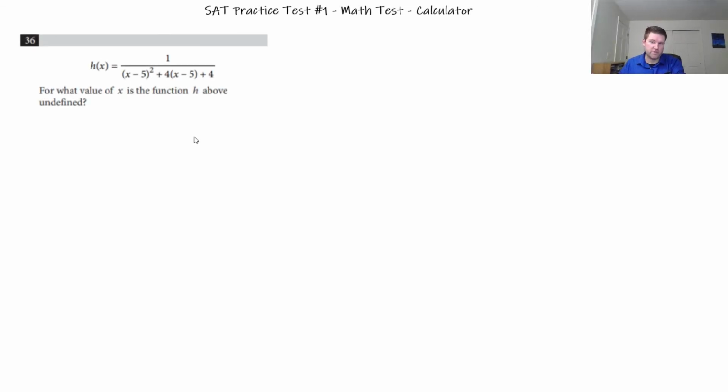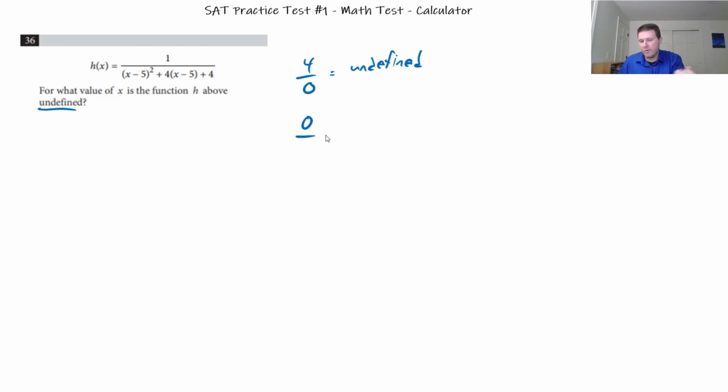36 is kind of a good exercise in foiling and factoring and also just remembering what undefined means, right? So they're asking what value of x makes the function h undefined. Undefined is when you divide by 0. Remember, dividing by 0 isn't possible because you can't cut something into 0 pieces. So this is what produces the undefined result versus this.